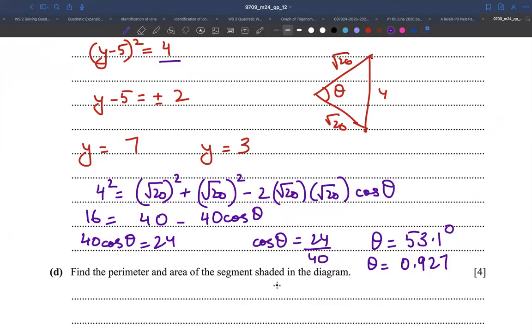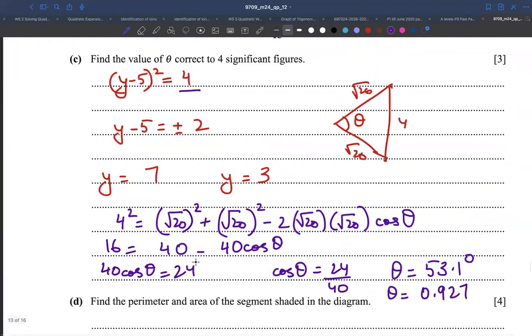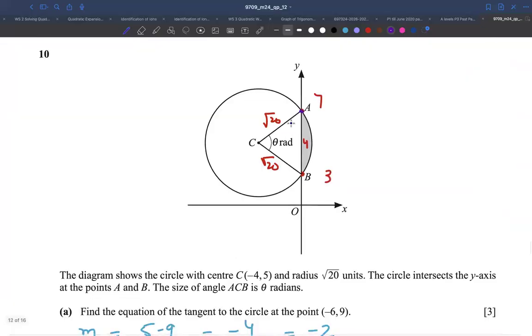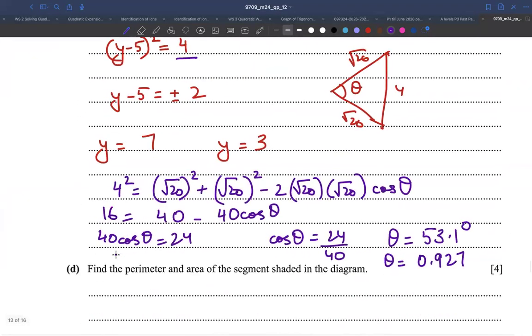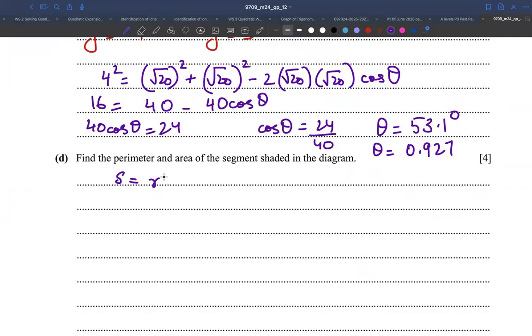Find the perimeter and area of the shaded region. Perimeter of the shaded region is easy. Arc length, and this is 4, right? So how will I find the arc length? s is equal to r theta. r is root 20 into 0.927. This is the arc length. So the perimeter will become root 20 multiplied by 0.927 plus 4, 8.1456. So perimeter becomes 8.15 centimeters.